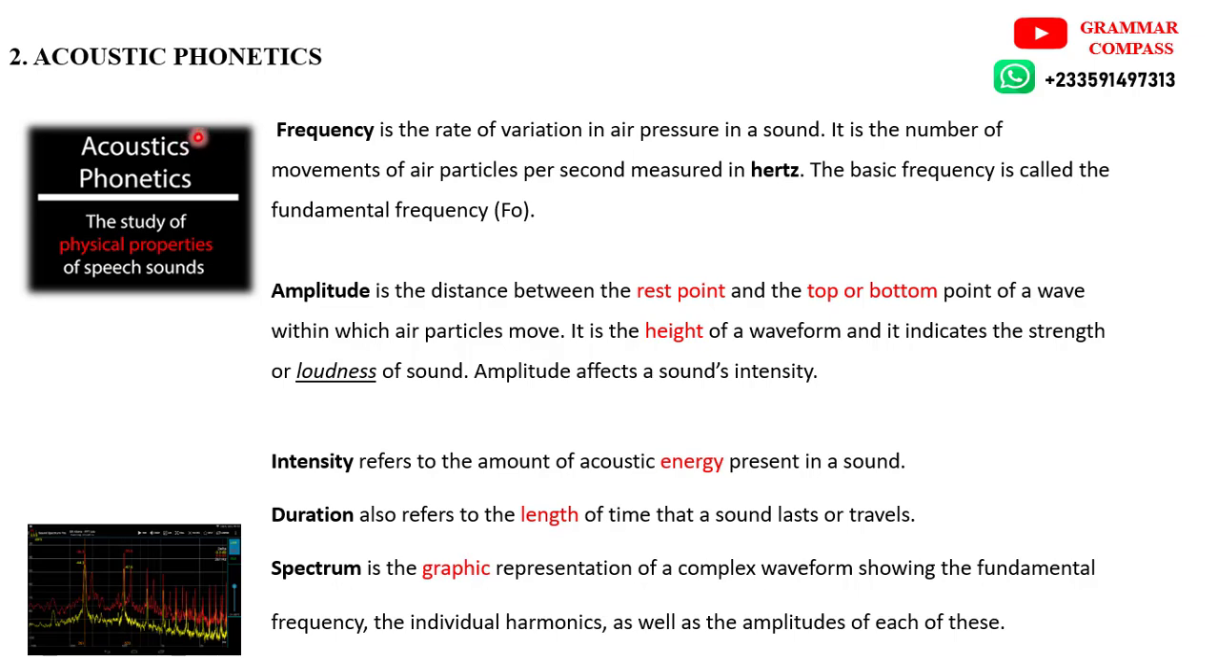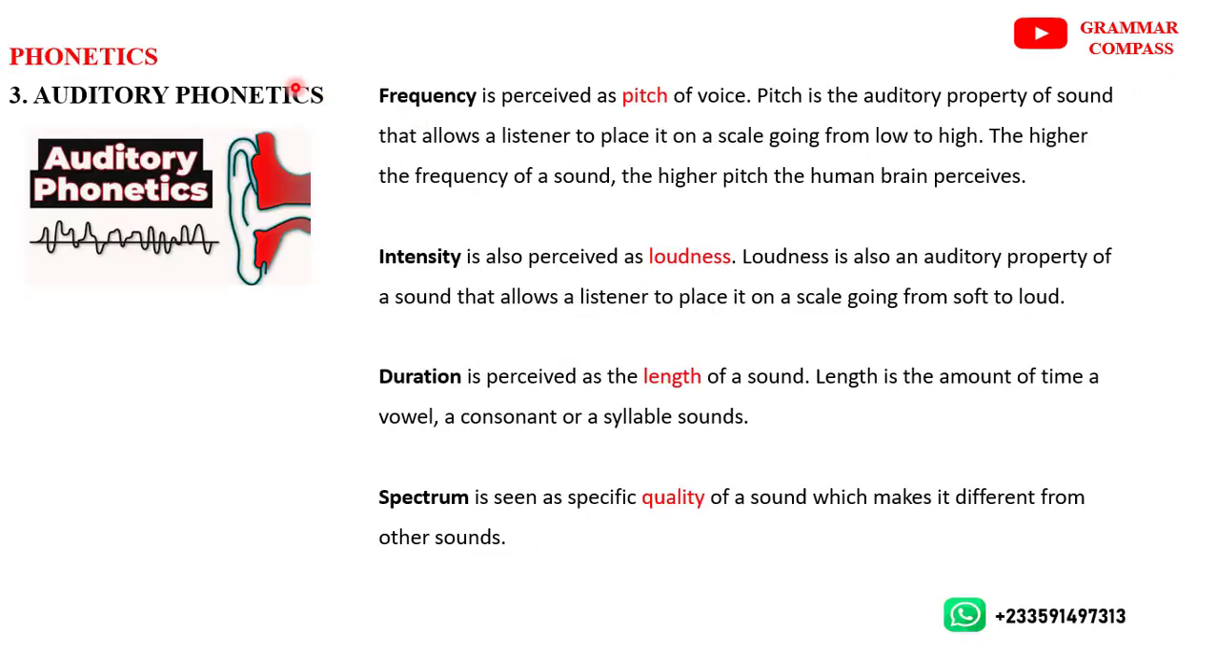Now let us talk about auditory phonetics. This is about how our ears and brain hear and interpret sounds. First of all, when we say frequency, it is what we hear as pitch. So pitch is simply whether a sound feels high or low. The faster the vibrations, the higher the pitch we perceive.